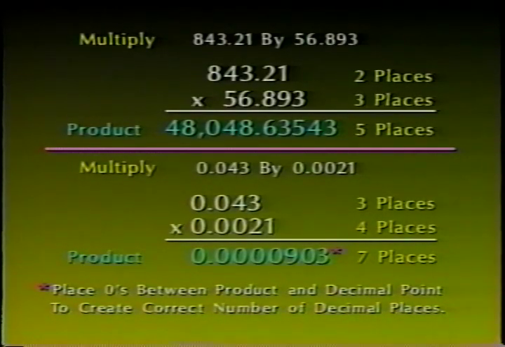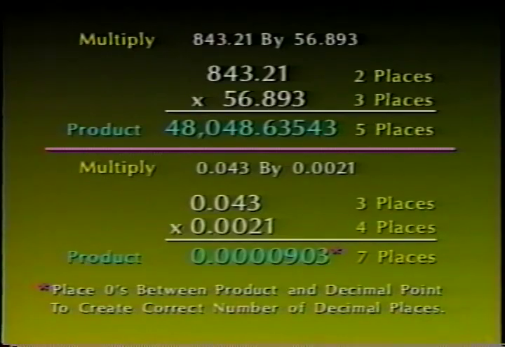To multiply decimal numbers, determine the number of decimal places in both the multiplier and the multiplicand. The product will have the same number of decimal places as total places in the two factors. For example, multiply 843.21 by 56.893. The product will be 48,048.63543. In the second example, 0.043 is multiplied by 0.0021. Note that zeros must be placed between the product and the decimal point to create the correct number of decimal places.